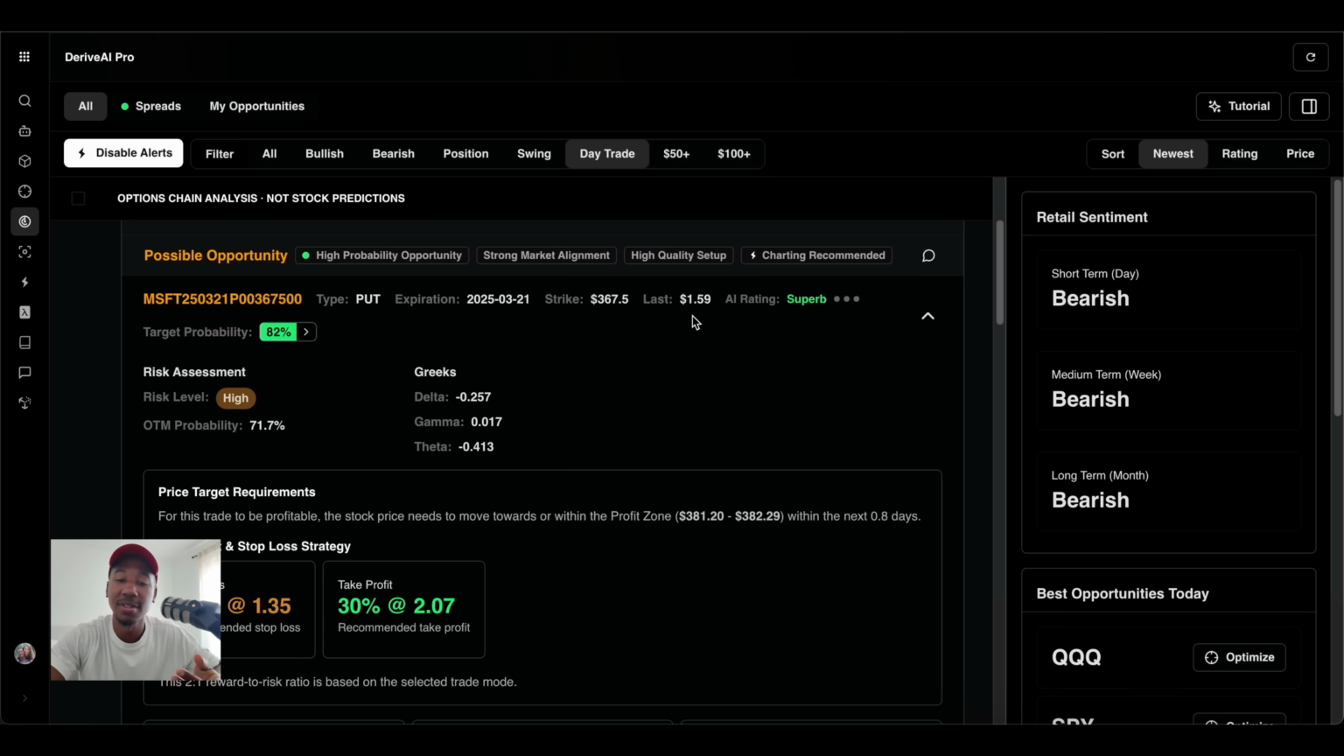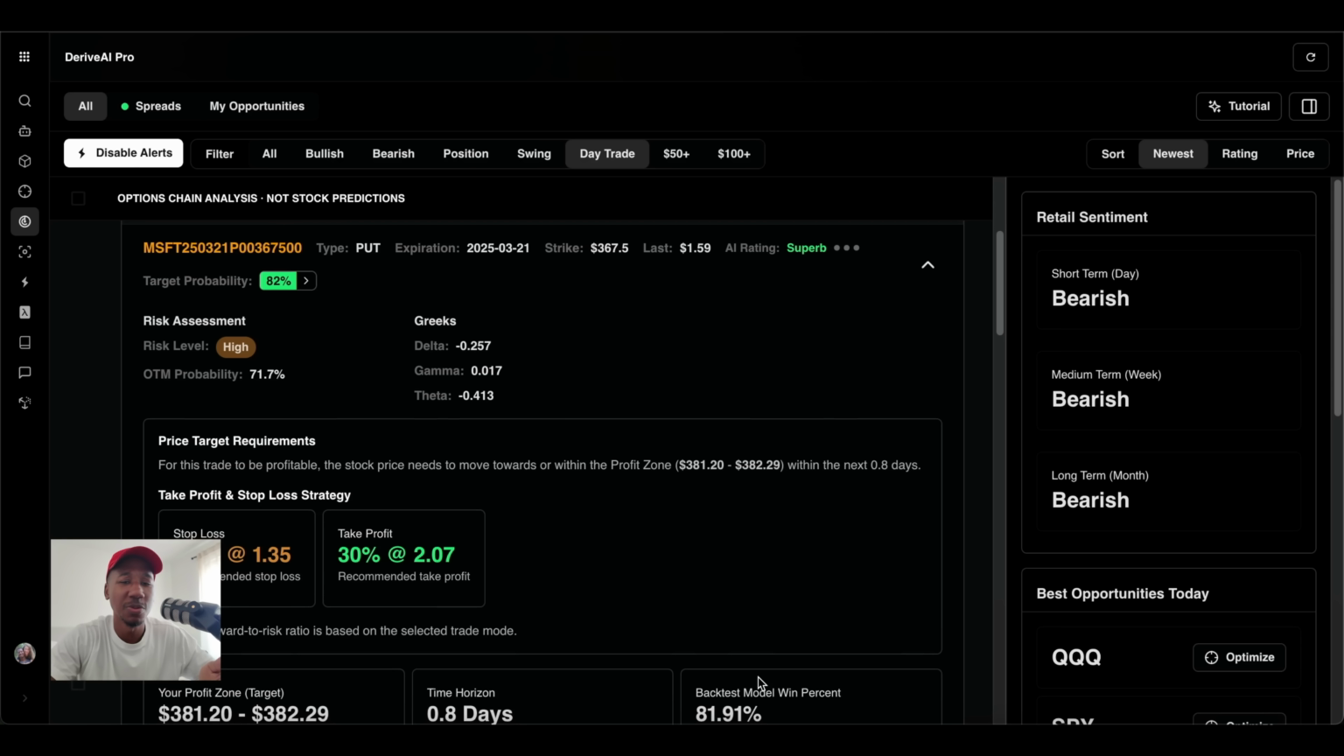So yeah, the entry was at 159. Stop loss is down 15% at 135. Take profit up 30% at 207. So that is essentially how you look at and read these different options and these different opportunities.